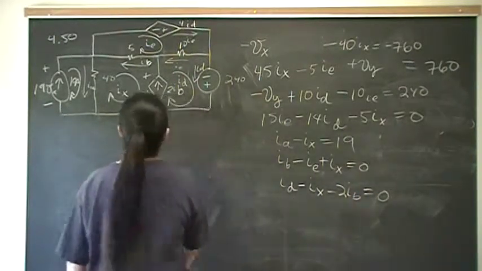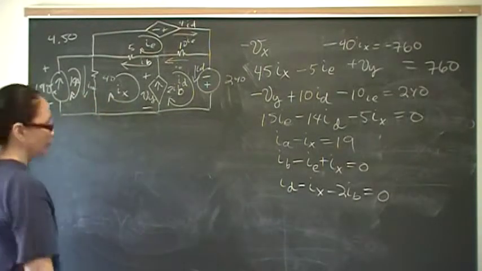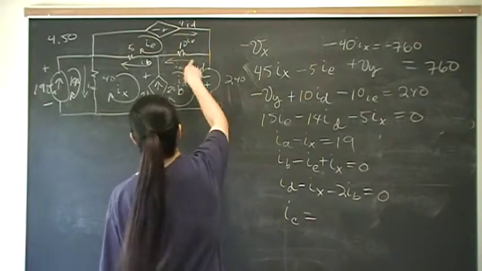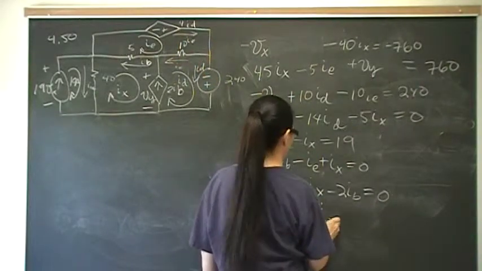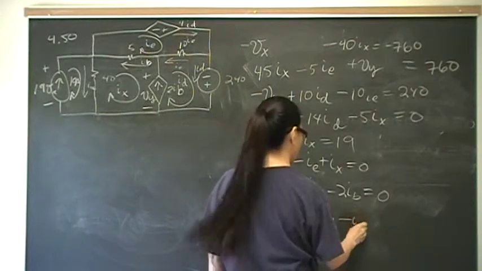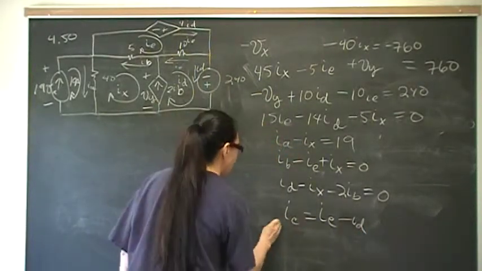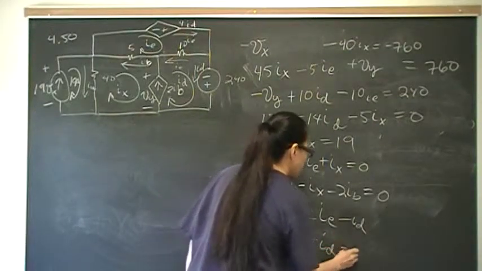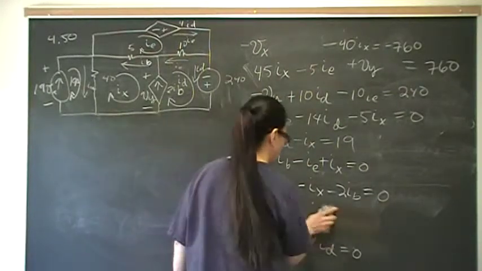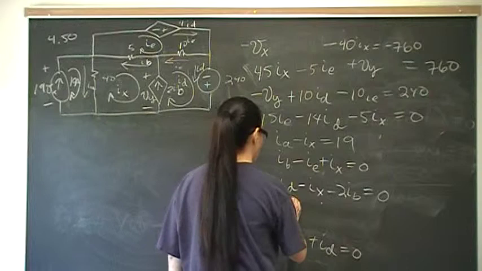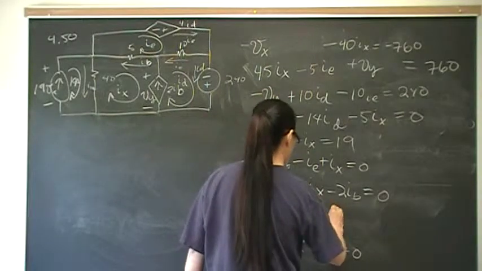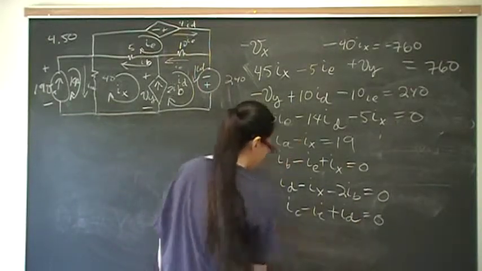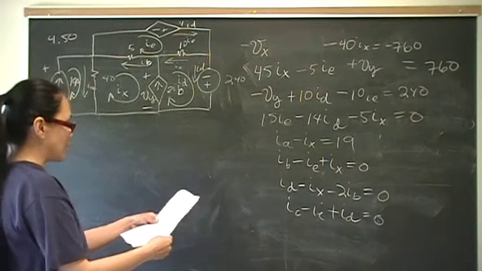And our final constraint equation is going to come from IC. So we got IC is equal to IE minus ID. So putting everything on the other side says IC minus IE plus ID is equal to 0. Now we have 8 equations and 8 unknowns. So let me just take a second.